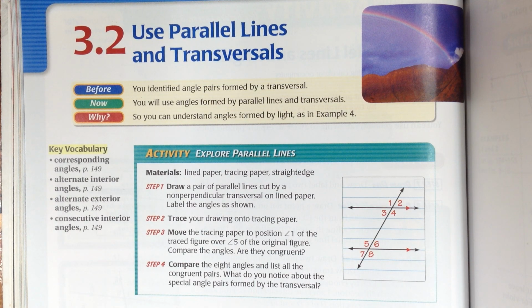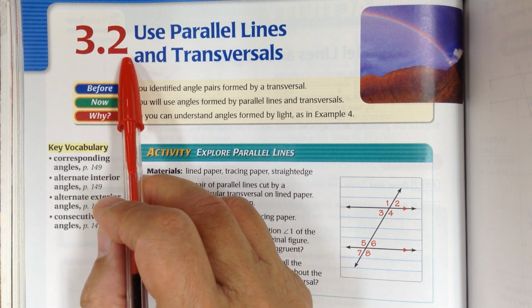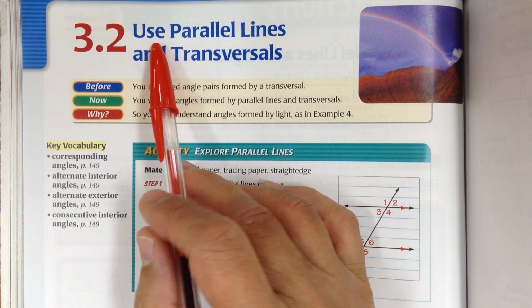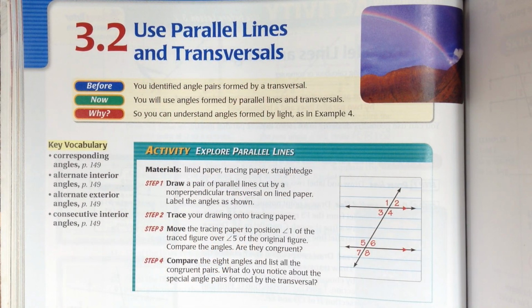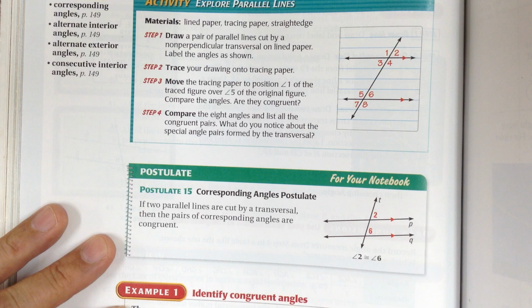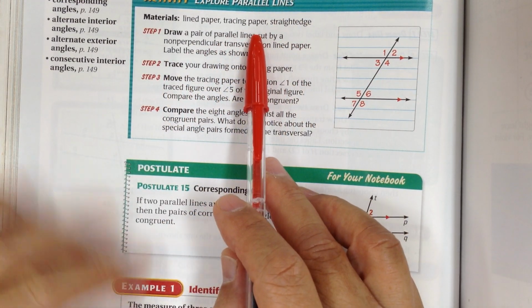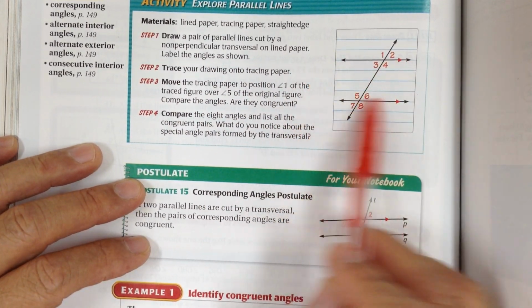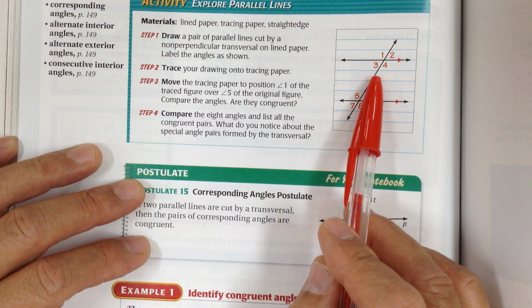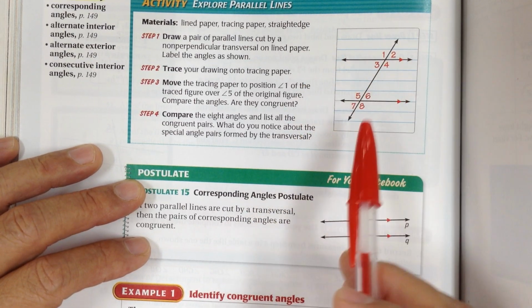Okay, let's go to page 154, and this is lesson 3.2. This lesson is about how to use parallel lines and transversals. Over here, there's an activity, so you can do it on your own and just read through. Basically, you have regular lined paper. Notice all the lines on the paper. When you have the note paper, all the lines are parallel lines.